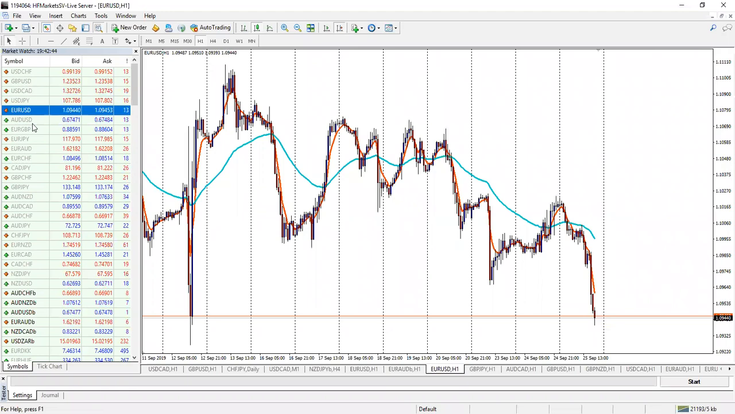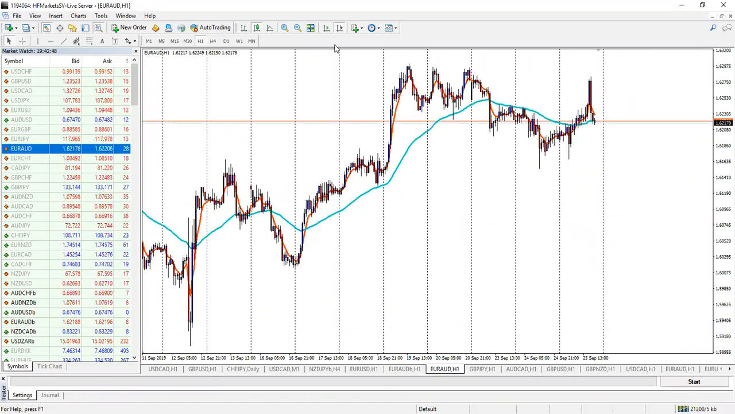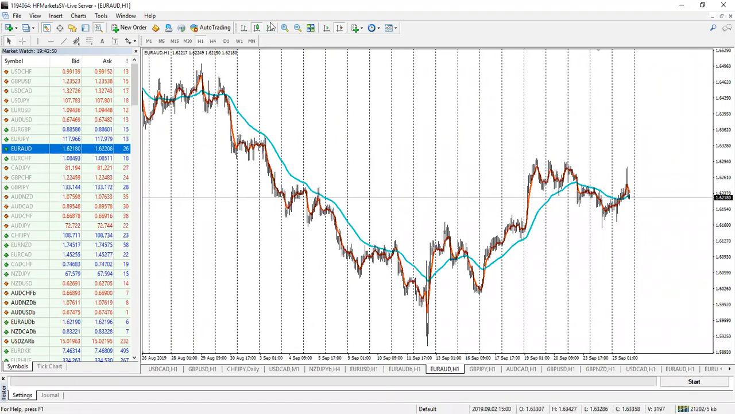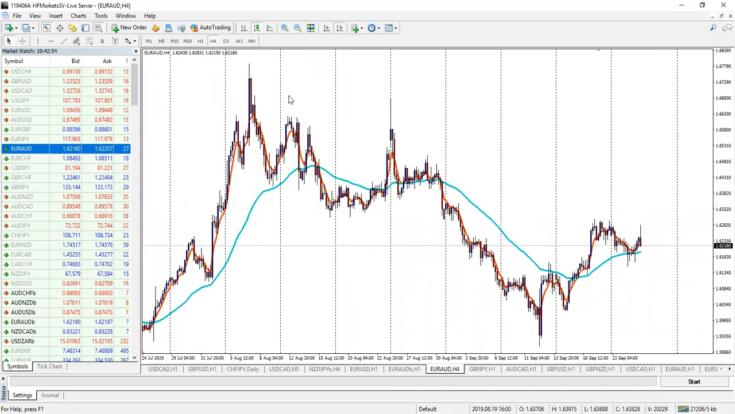So it's very easy to see it. You can see the same thing on Euro AUD. Maybe take a look at it on 4 hours. The same thing on Euro AUD.